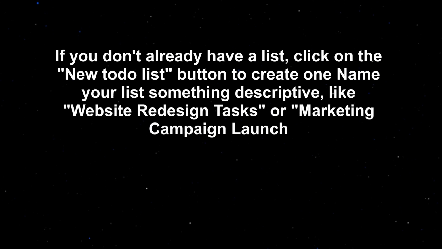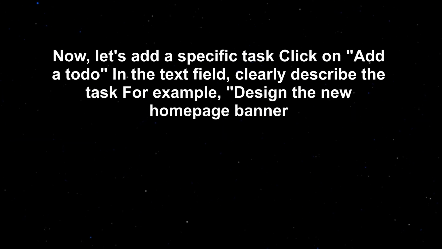If you don't already have a list, click on the New To-Do List button to create one. Name your list something descriptive, like website redesign tasks or marketing campaign launch. Now, let's add a specific task. Click on Add a To-Do in the text field. Clearly describe the task. For example, design the new homepage banner.